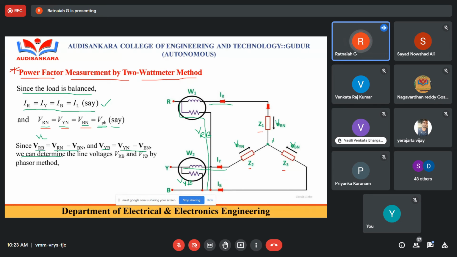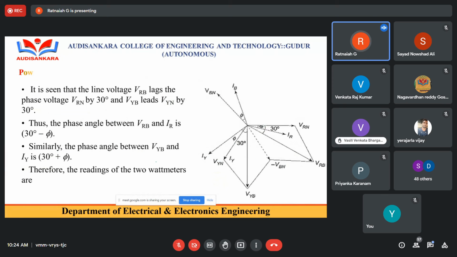So we can determine the line voltages VRB and VYB using the phasor method. So using the phasor method, we can find these line voltages VRB and VYB. So how to measure the power factor from these values, now the time is 10:25, so 5 minutes to go. I can complete up to here. Later I can go with problems.